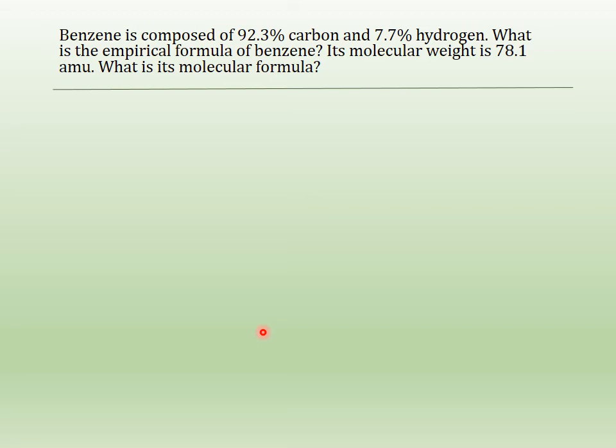Here is a question. Benzene is composed of 92.3% carbon and 7.7% hydrogen. What is the empirical formula? And then if its molecular weight is 78.1 AMU, what is the molecular formula? You start with what you know, which is the carbon and hydrogen percents. If you look at these two percents, they both add up to 100, which means benzene only has carbon and hydrogen. If anything was missing in here, that would have been oxygen. But right now, this is it. You have just carbon and hydrogen.